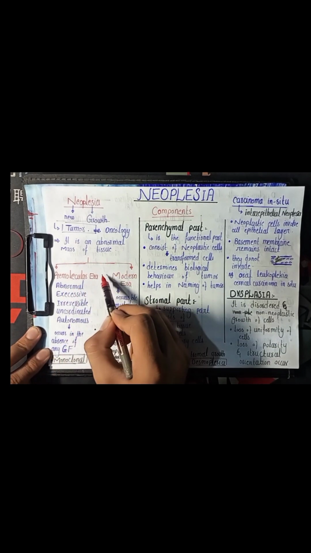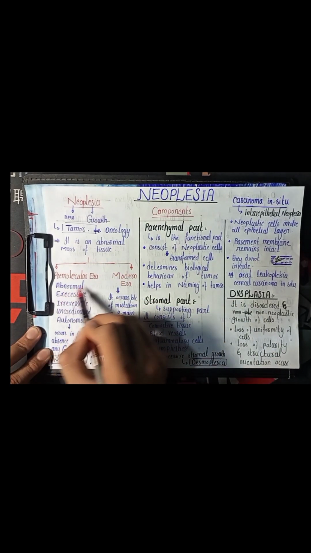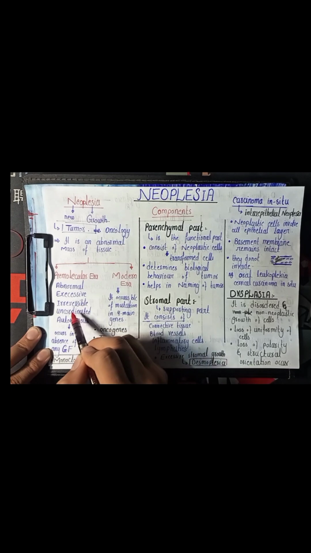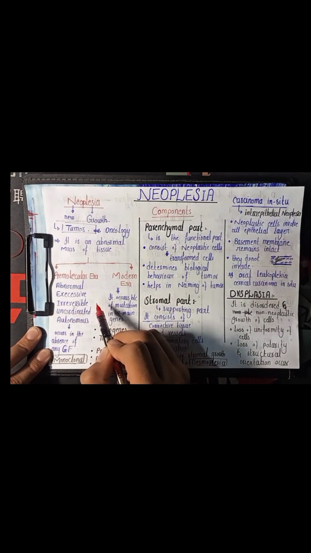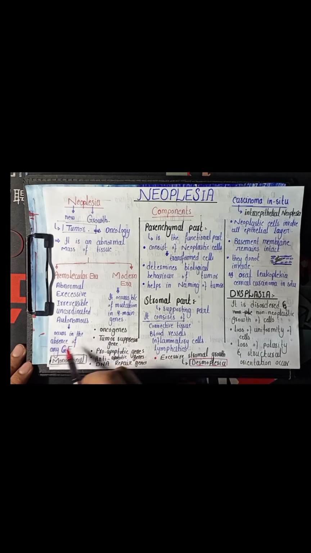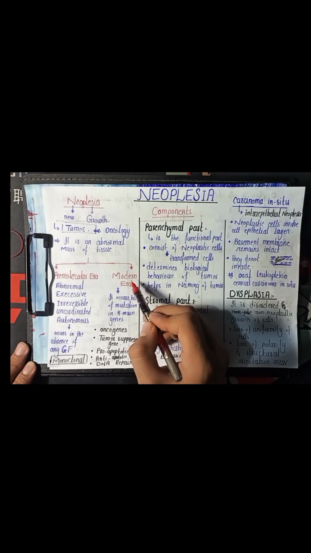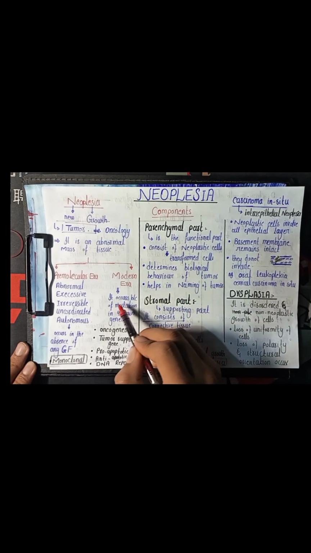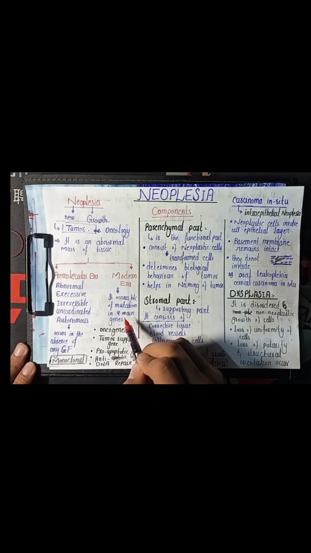According to the pre-molecular era, the neoplastic growth is abnormal, excessive, irreversible, uncoordinated, and autonomous in nature. Autonomous means that the neoplastic growth occurs in the absence of any growth factors or stimulus. And the neoplastic growth is also monoclonal in nature. It means that the neoplasm arises from a single clone of the cell. And according to the modern era, the neoplasia occurs because of the mutation in the genes.